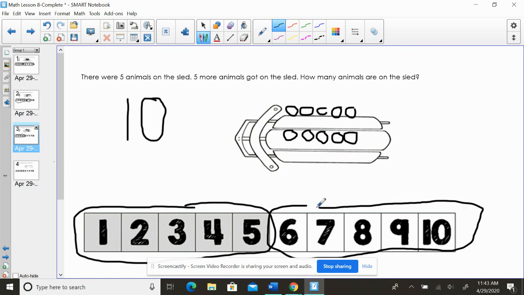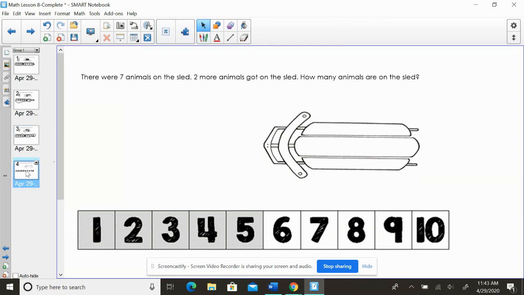And we know the last number that's circled is our answer, which is 10, which matches the answer up here that we solved first. So if your number path looks different than this, go ahead and change it so it looks like mine. Wonderful job, boys and girls. We're going to do one more problem, and then you guys will get to do some on your own.